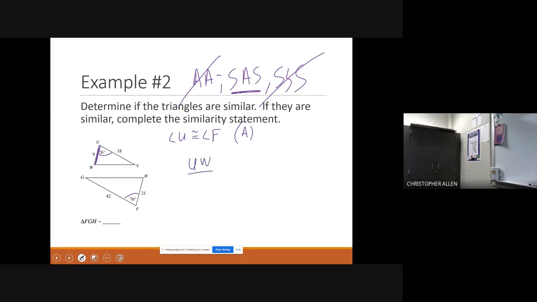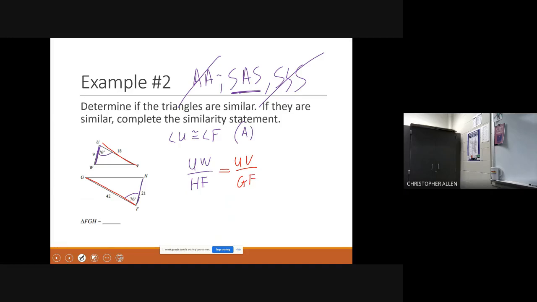UW is to, now what's the shorter side on this one down here? HF. So I'm going to call it HF. By the way, it would be wrong if you called it FH, but I'm going to call it HF. We need to check to see, and I'm going to do this in a different color. This side here, which was UV, is to, and then this side right here, which is GF.